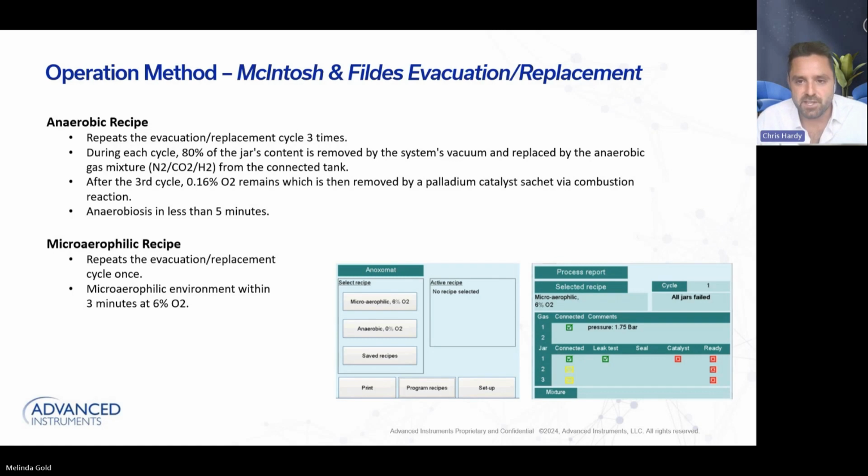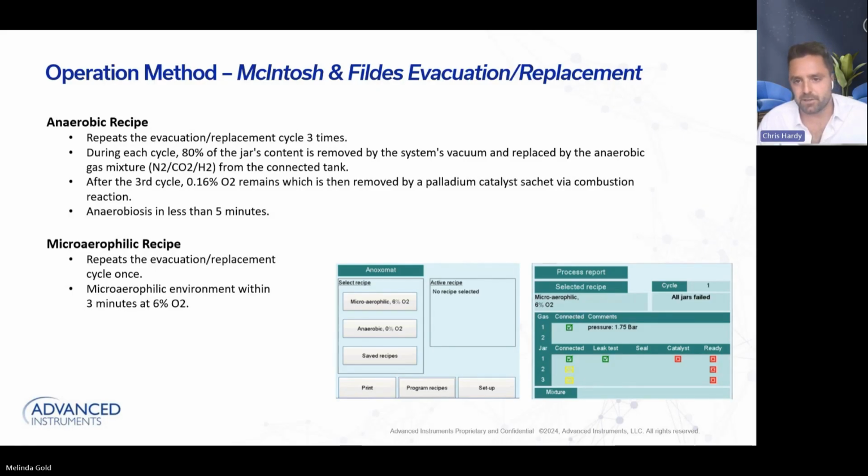So the first test, as you see here, is the gas connection test. So it's going to detect if there's enough gas being fed into the system. The next test is the jar connector test. This detects if the jar is connected via a sensor at the end of the jar connector. The next 2 are the leak and seal tests. This pretty much detects if there's any compromise in the jar lid.